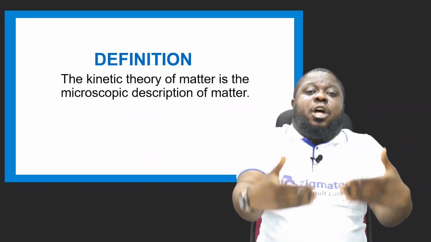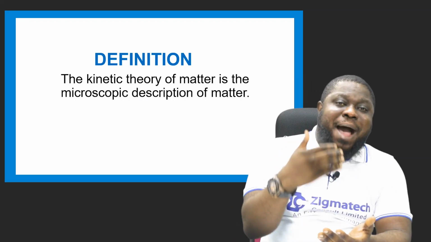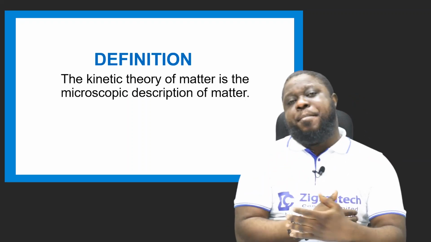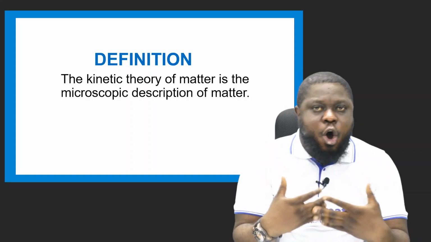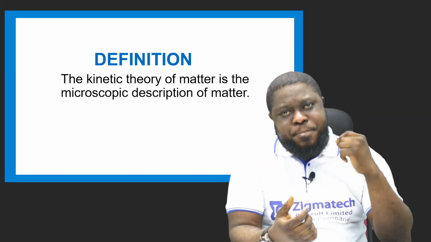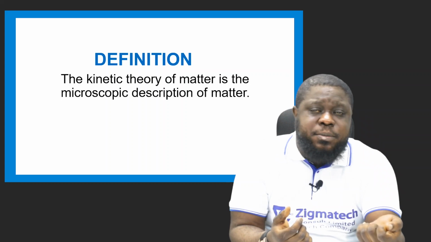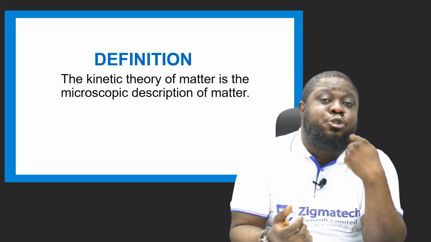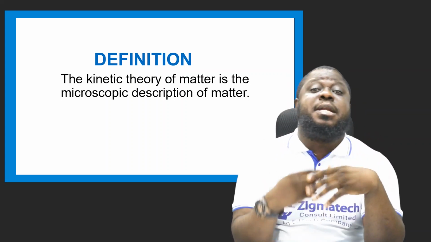Now, how do I measure the particles of matter? You use the mass spectrometer in the measurement of the molecules or the atoms. That is the same thing they use in measuring the atomic mass unit.